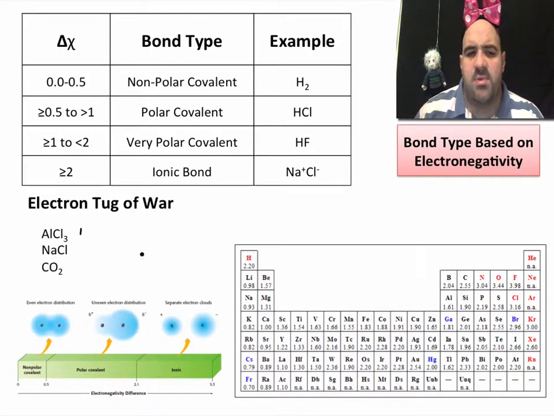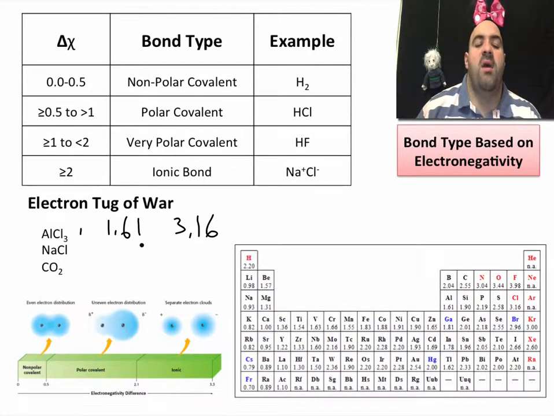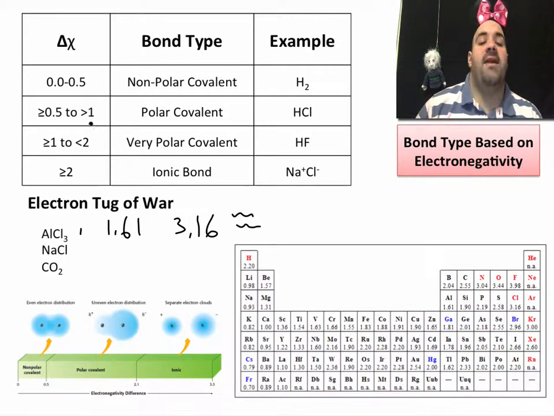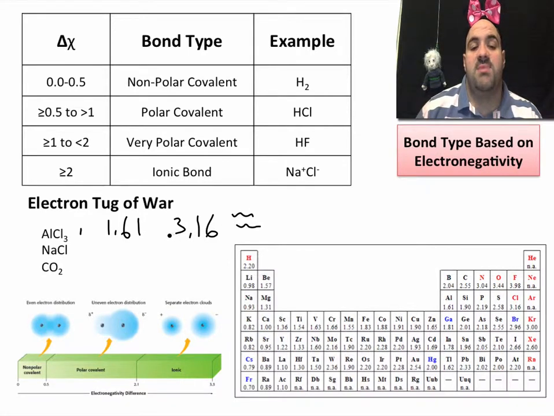Aluminum is a 1.61. And chlorine is a 3.16. So always subtract the bigger number minus the smaller. That's going to be close to, I think, around 1.6-ish. It's not quite there. But the idea is you just get the difference between the two numbers, 3.16 minus 1.61, and you just match it up to where it is on the table. And I know that this answer is going to be between 1 to 2. So we're going to call that a very polar covalent bond.